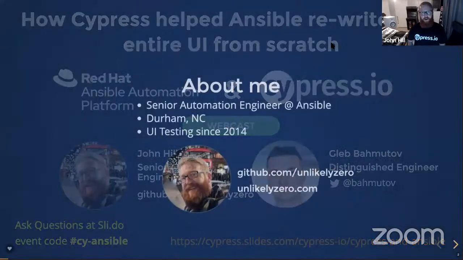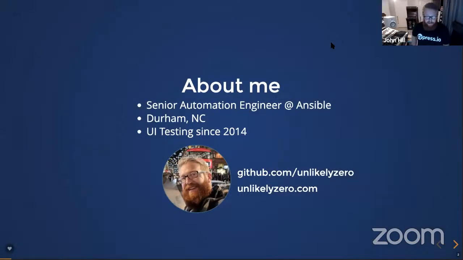Awesome. Well, a little bit about me. I'm, as you said, a senior automation engineer at Ansible. I'm out of the Durham office here, and I live not too far. I only have to commute about 3 miles, and in the pandemic, 0. But it's been a great experience.